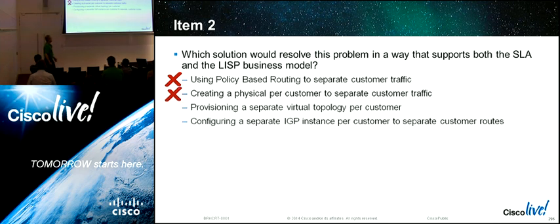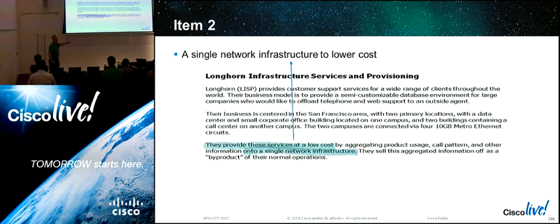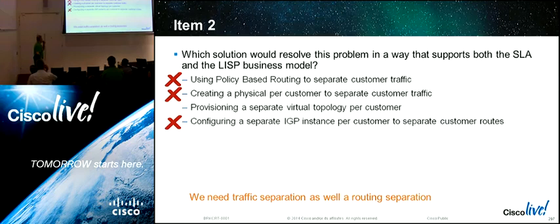We can't do a separate physical topology because we read at the very beginning that they want low cost and a single infrastructure. We'd violate these business requirements if we did a separate one. Doing a separate IGP, again, doesn't separate the traffic. It doesn't meet both requirements. So really the only thing we can do to provide logical separation of traffic and logical separation of a routing instance is to do some kind of a virtual topology.